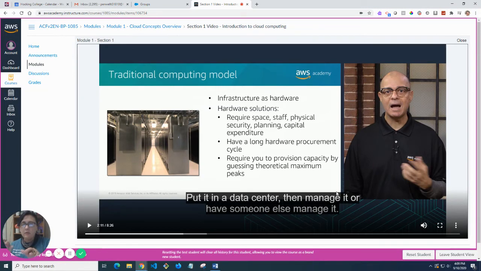But with the cloud you don't have to worry about that. That was what you did in the traditional computing model. You have a long hardware procurement cycle. It requires you to provision capacity by guessing the theoretical maximum peaks. And what that basically means is scalability. Scalability is something you're going to be hearing a lot when it comes to AWS, because it's such a huge selling point of why to use cloud computing.